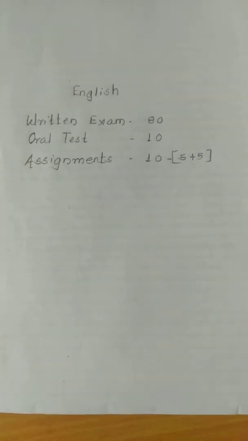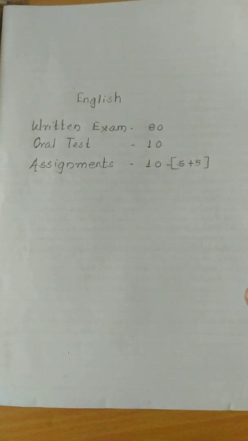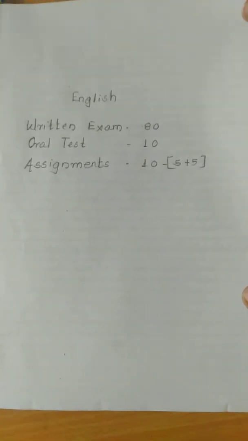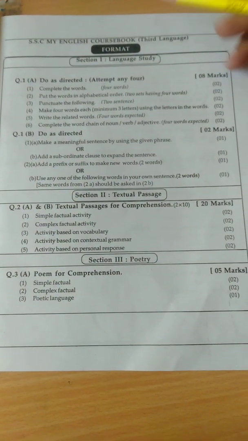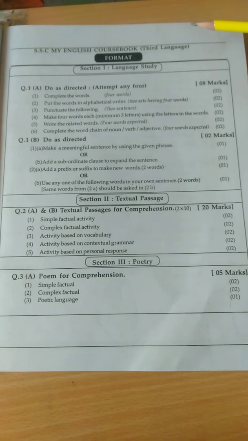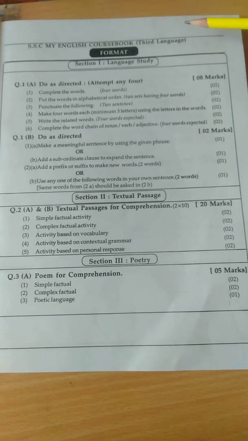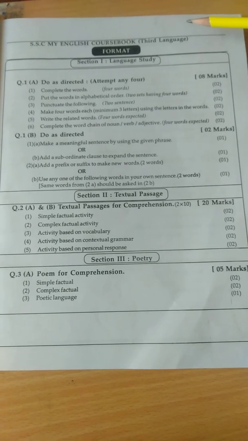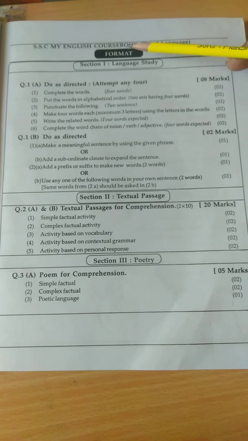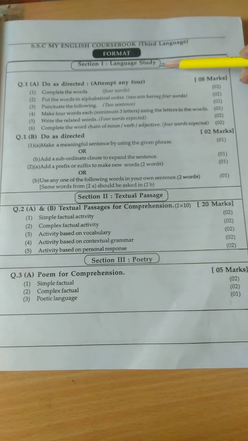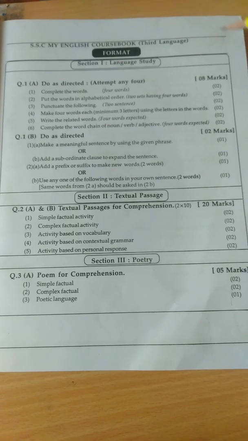Now, let us see the format of the question paper or the format of our activity sheet. Our activity sheet is divided into 6 sections. Now we will go into detail. We will discuss each section. Section 1 is about language study. It is for 10 marks.